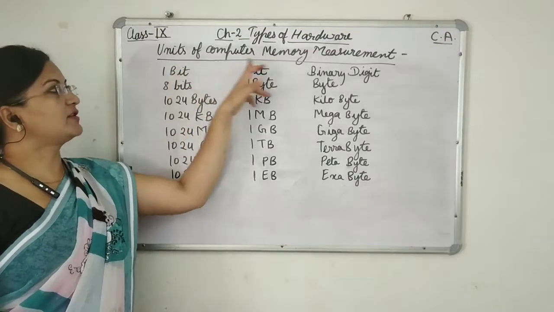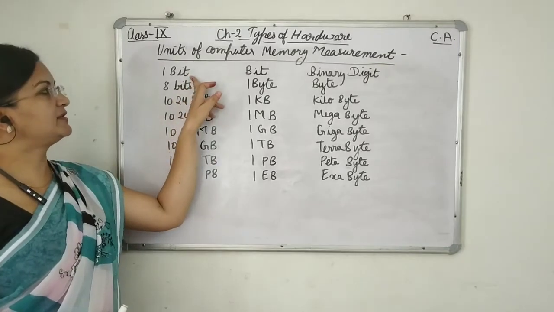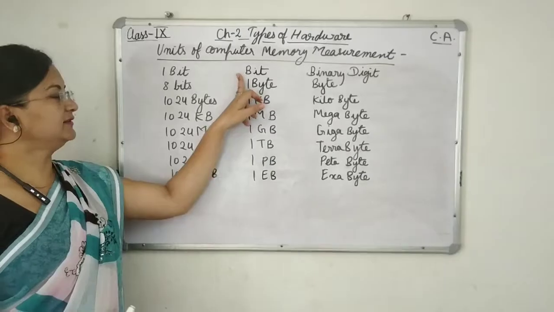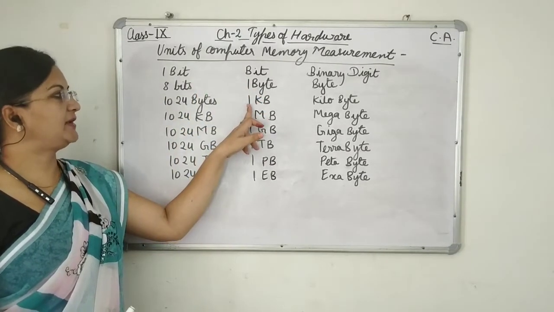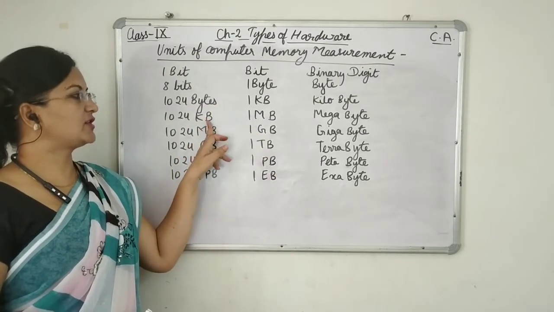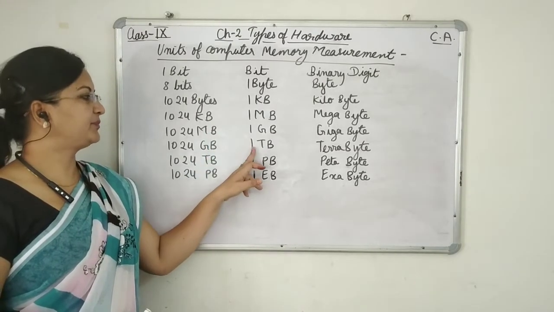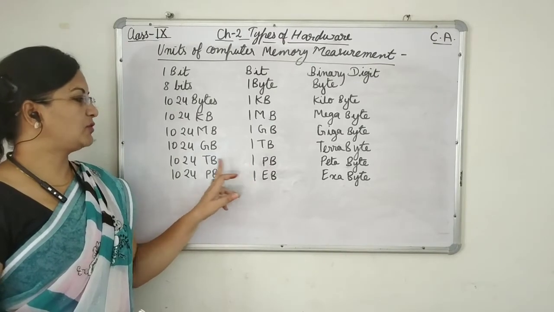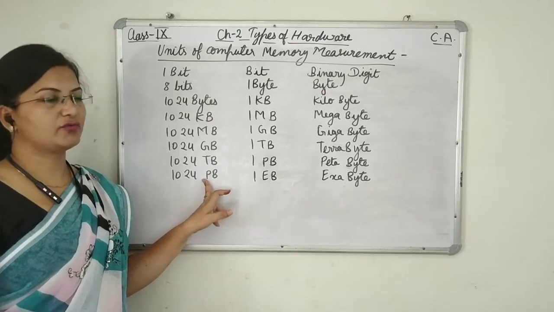So students, units of computer memory measurement. 1 bit can be either 0 or 1. Then 1 byte equals 8 bits. 1 KB equals 1024 bytes. 1 MB equals 1024 KB. 1 GB equals 1024 MB. 1 TB equals 1024 GB. 1 PB equals 1024 TB. And 1 EB is equal to 1024 PB.